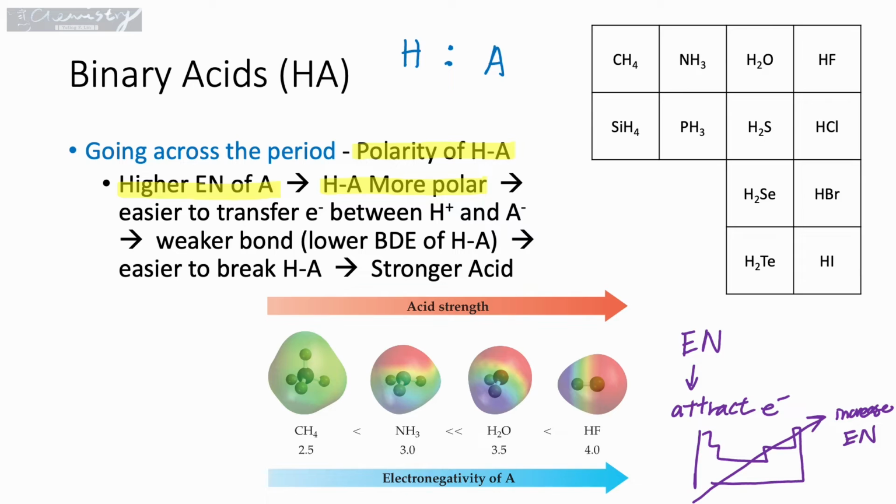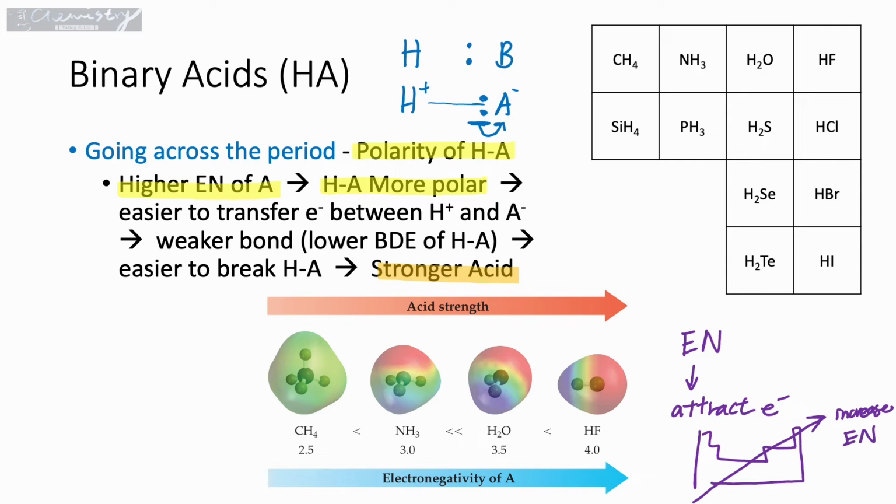Nonpolar means we are sharing the electrons evenly. If A has a higher electronegativity, then A is going to have the electrons attracted closer to it. If A has a super high electronegativity compared to B over here, then since the electron is already so close to A, it is going to be easier for the electrons to completely transfer to A to form H plus and A minus. So that means that the bond between H and A is weaker, and therefore it has a low bond dissociation energy. And if it's weaker, it's easier to break, and it's going to result in a stronger acid.